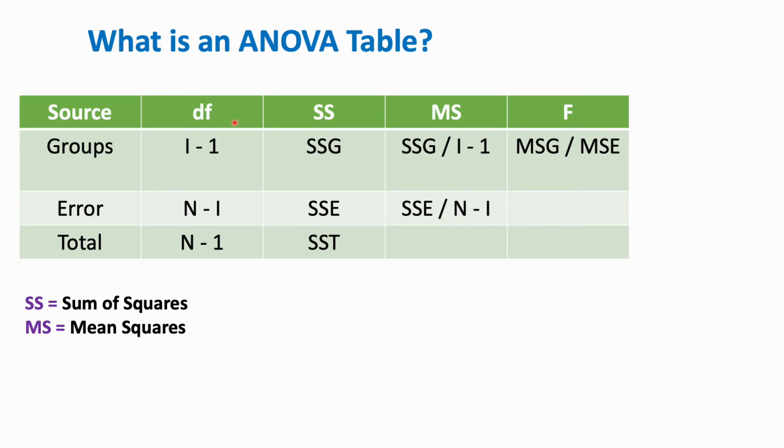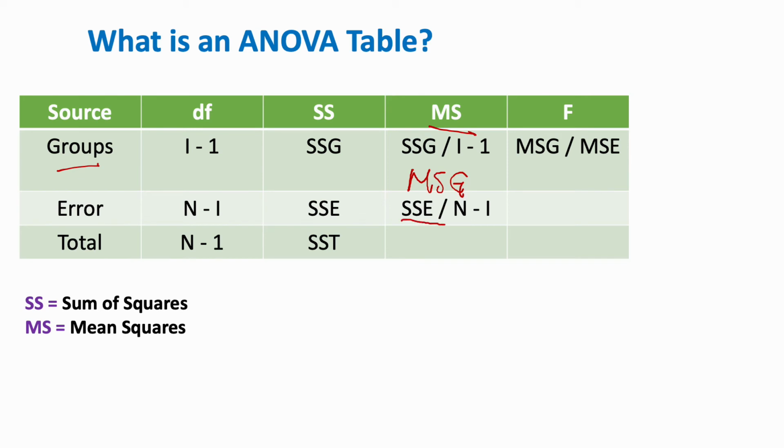So we can see how within each row, each subsequent column follows a specific pattern. So first we had the degrees of freedom, which is I minus 1. Then we found our SSG, and the MSG is going to be SSG divided by our degrees of freedom. So one thing that we should note over here is that when we calculate SSG divided by I minus 1, we will get our MSG. So MSG is over here.